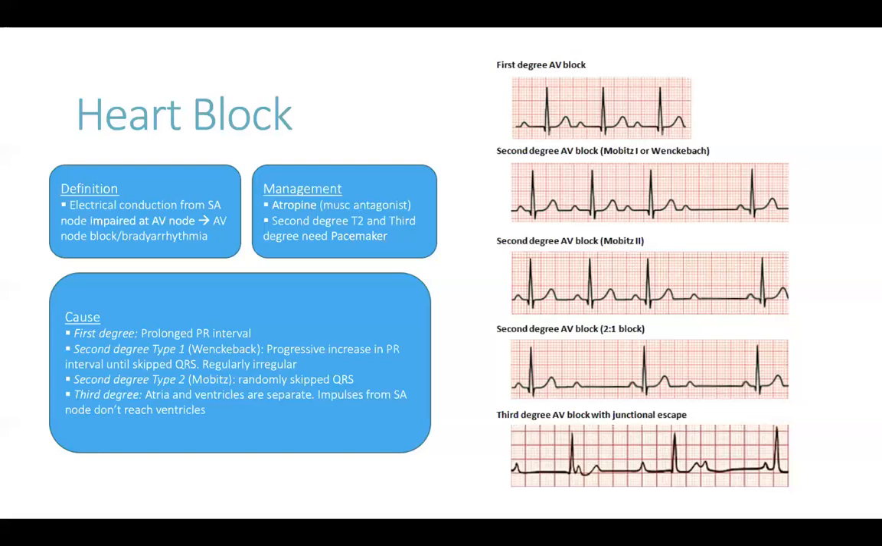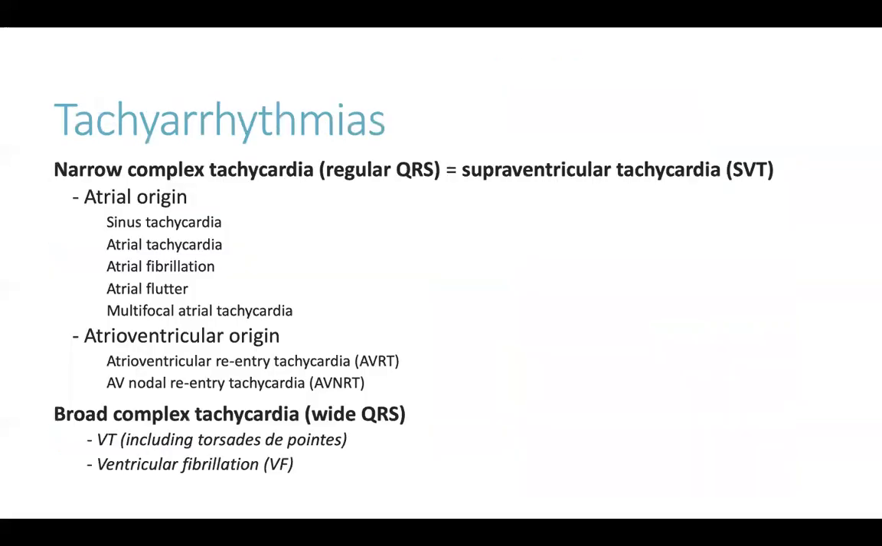If it's an atrial origin, it can be sinus tachycardia, or atrial tachycardia, atrial fibrillation, atrial flutter. If it's AV node origin, it can be AV re-entry tachycardia or AV node re-entry tachycardia. These are kind of just buzzwords. It's generally a young girl who's come in with fluttering of the heart or something like that, and it's probably AV node re-entry tachycardia, just because of the age group.